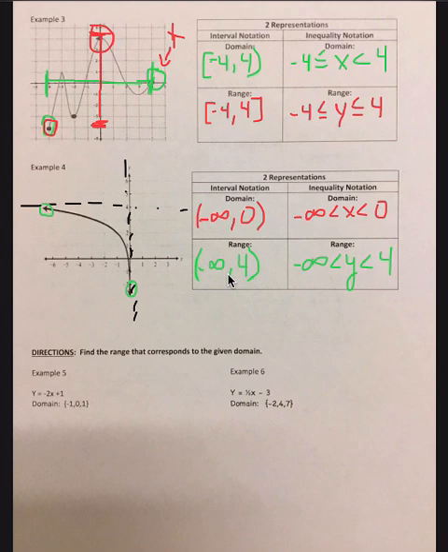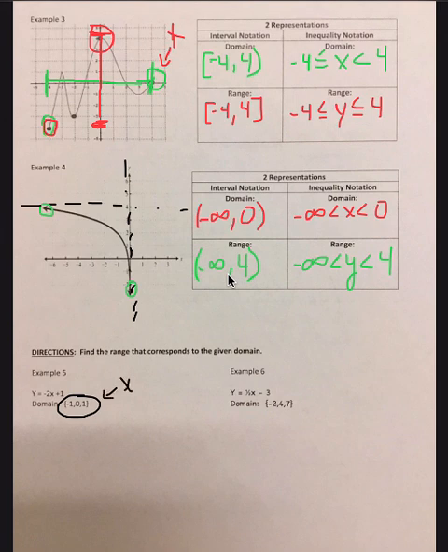And we'll go over more asymptotes later on, and I should have drawn the asymptote in earlier, but now you can see. All right, so if we look at 5 and 6, find the range that corresponds to the given domain. Another way to find range is just plug in the values. So if you know the domain is -1, 0, and 1, those are our x values.